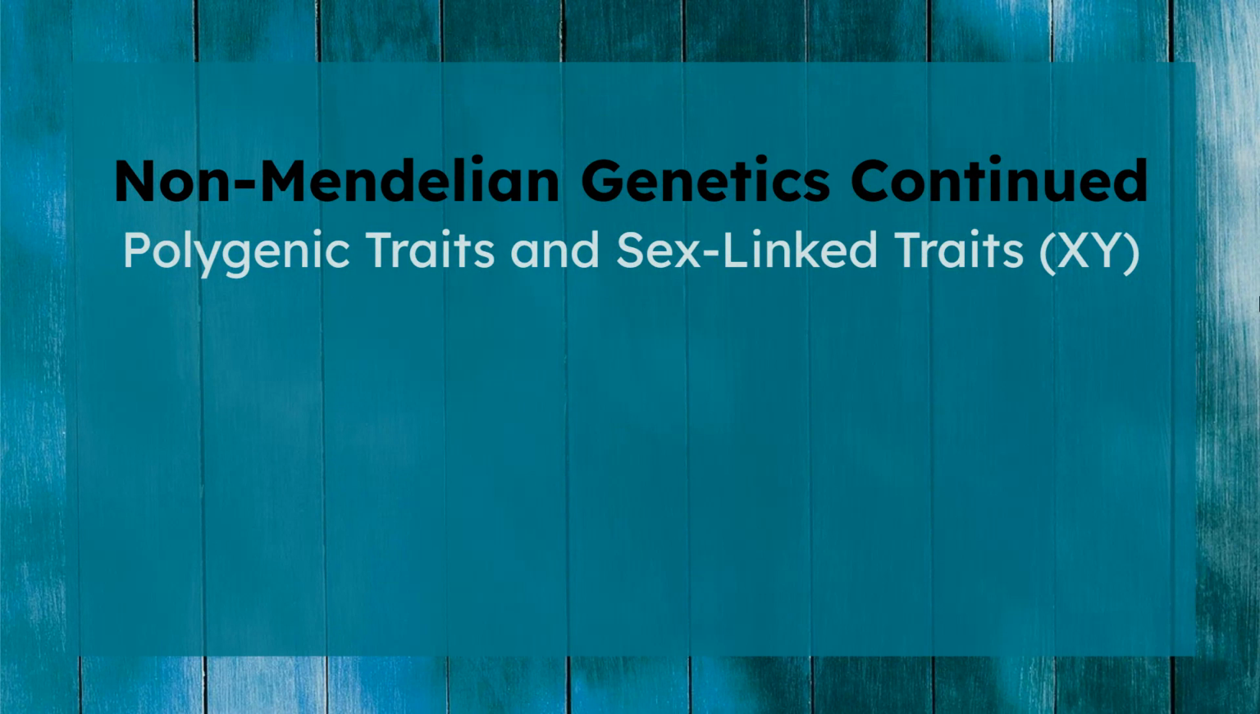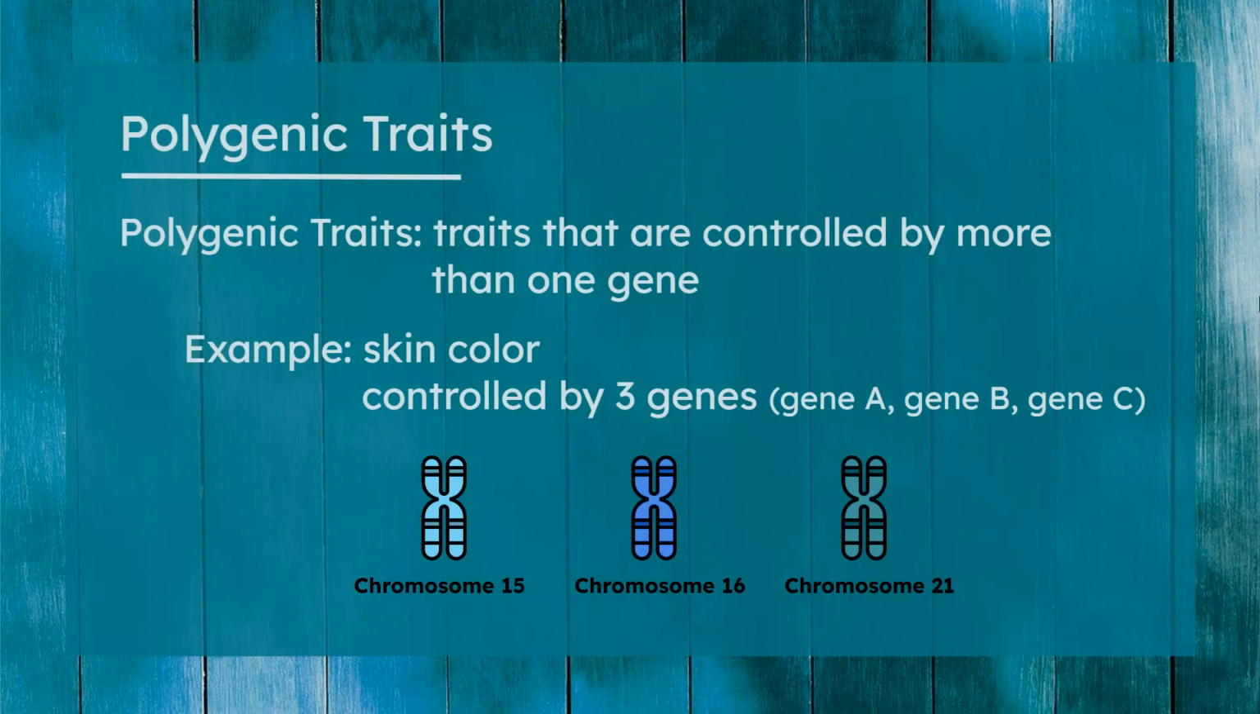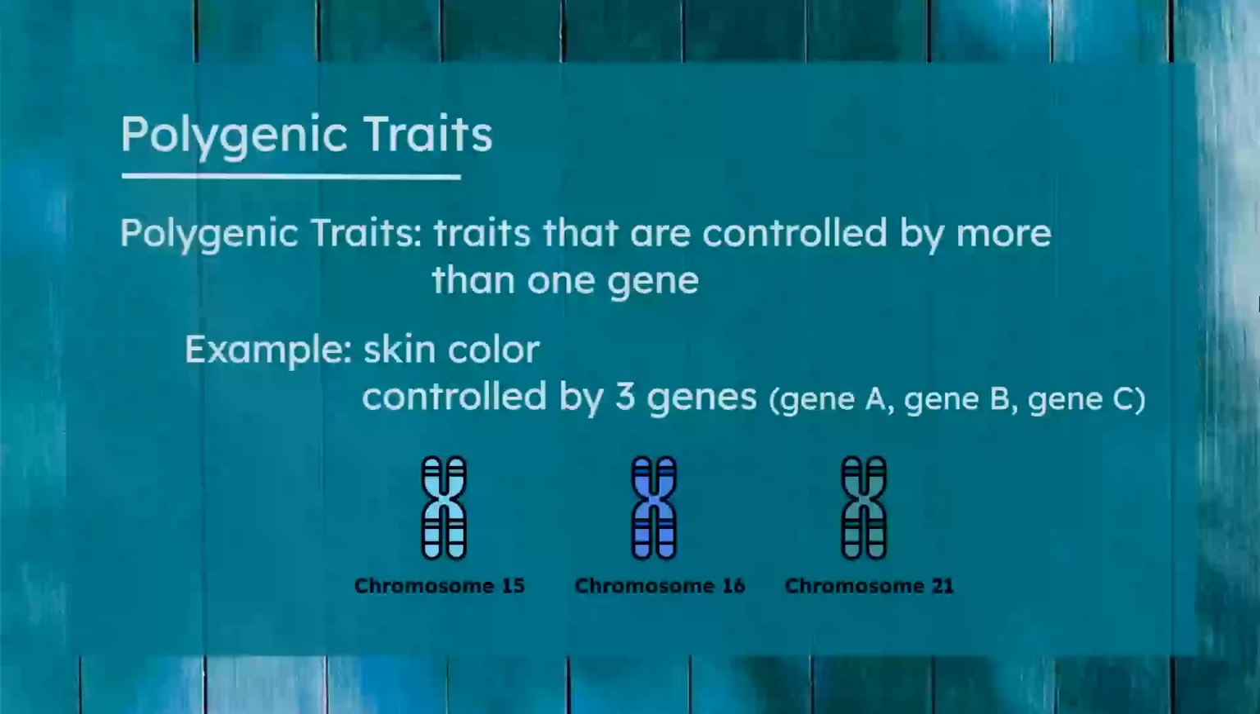Today, we will be talking about two additional patterns of inheritance called polygenic traits and sex-linked traits. Polygenic traits are traits that are controlled by more than one gene. So, for example, the trait of skin color for humans. There's three different genes, gene A, B, and C, that are found on completely different chromosomes, chromosome 15, 16, and 21. So these traits get quite complicated, more complicated than ones that we have done in the past.